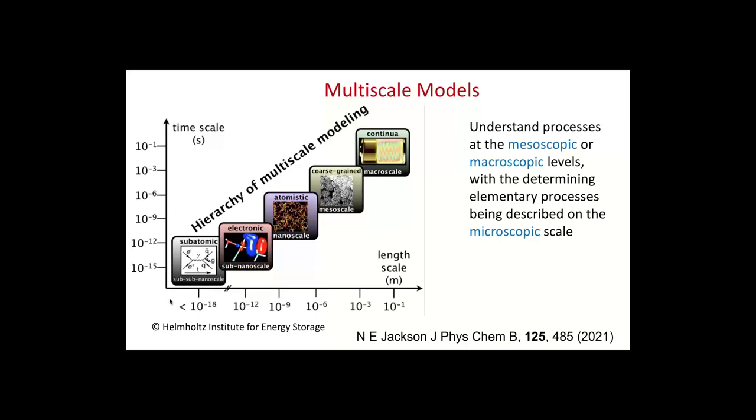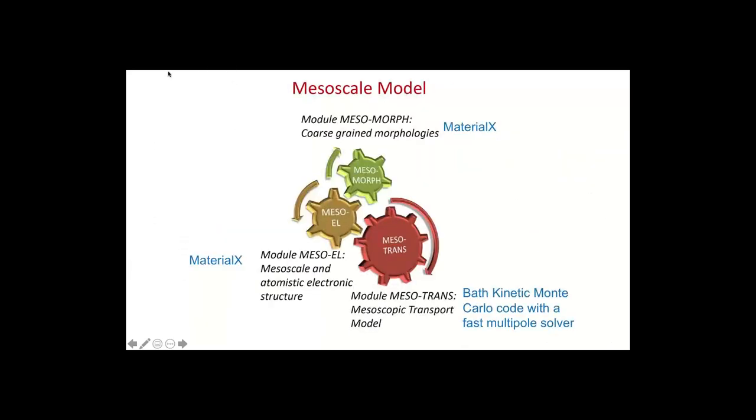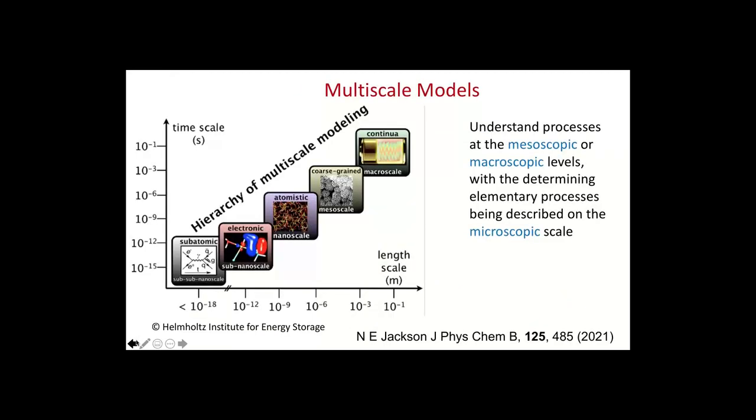But the problem with continuum models is you need an awful lot of parameters to get them to work, and just fitting them to experiment is not really helpful, because you only fit to the experiment. The fit is only as good as the range of the experiment, the range of temperatures, illumination levels, and so on, to which you're fitting.